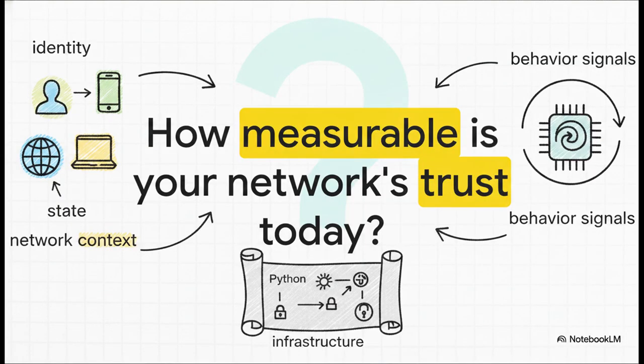Which leaves us with this final thought. We've just seen how identity, device state, network context, and complex behavior signals can all be evaluated together programmatically for every single interaction. So as you evaluate your own architecture, ask yourself, is your network truly verifying every single action with a continuous programmatic loop? Or is it just relying on a static perimeter and, well, hoping for the best? Think about how you might apply this engineering blueprint to dramatically harden your own infrastructure.